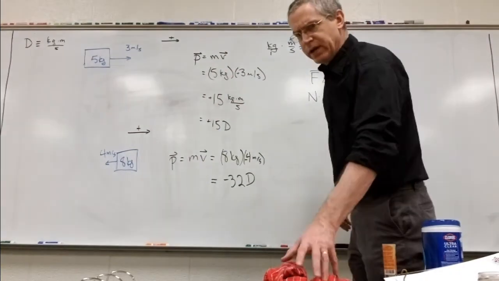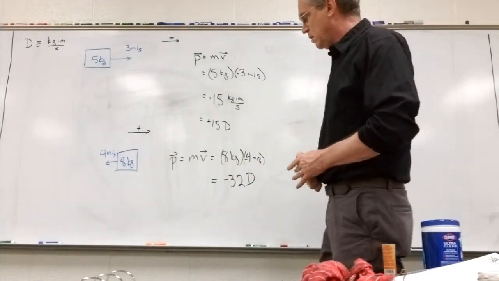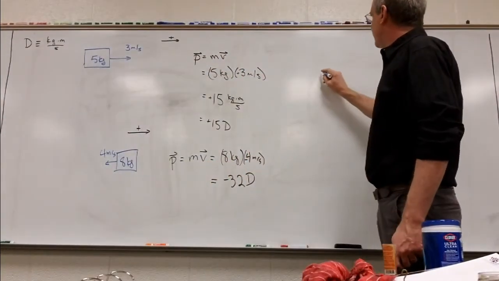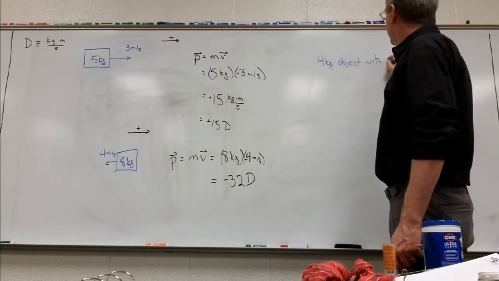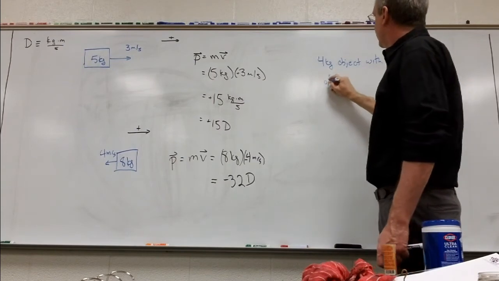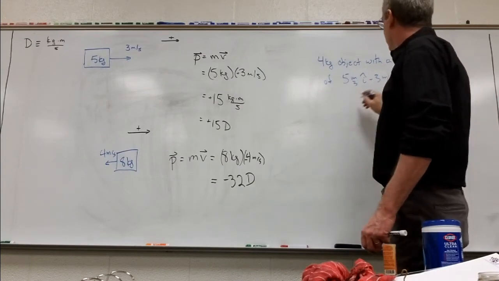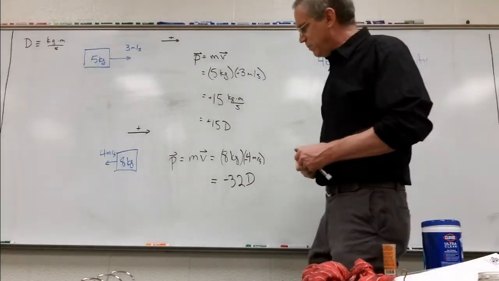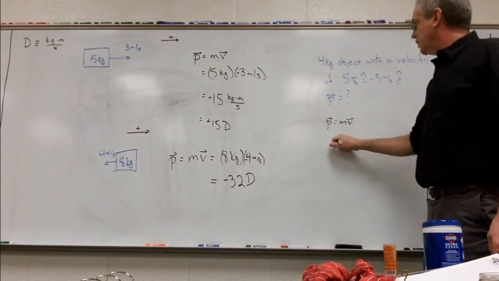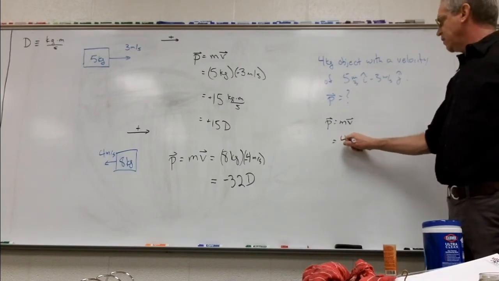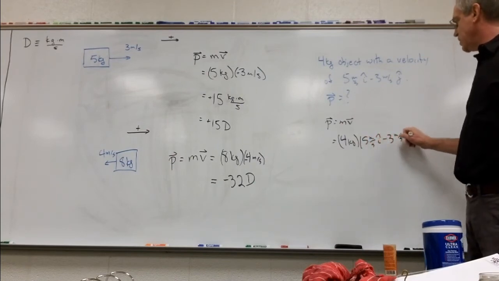If, let me do a third one right here, since we're on the track. So if I have a 4 kilogram object with a velocity of 5 meters per second i hat minus 3 meters per second j hat, what is the momentum? It is the exact same process as we did before. So it is mass times velocity, so p is equal to mass times velocity, which is 4 kilograms times 5 meters per second i hat minus 3 meters per second j hat.